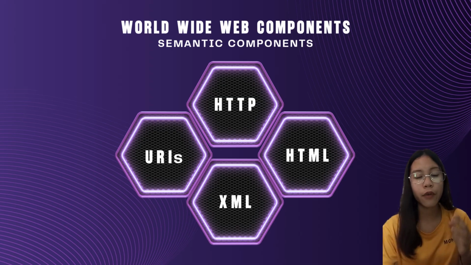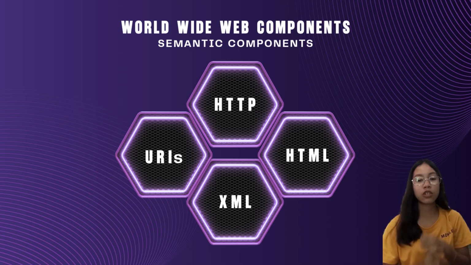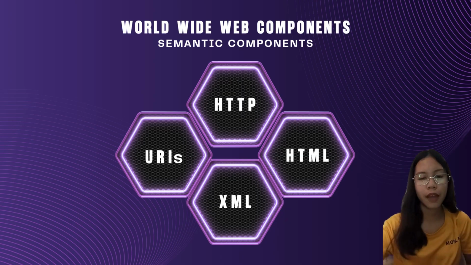So these are the four components. The first one is HTTP, or Hypertext Transfer Protocol. The next one is HTML, or Hypertext Markup Language. The third one is XML, or Extensible Markup Language. The last one is URI, or Uniform Resource Identifiers.